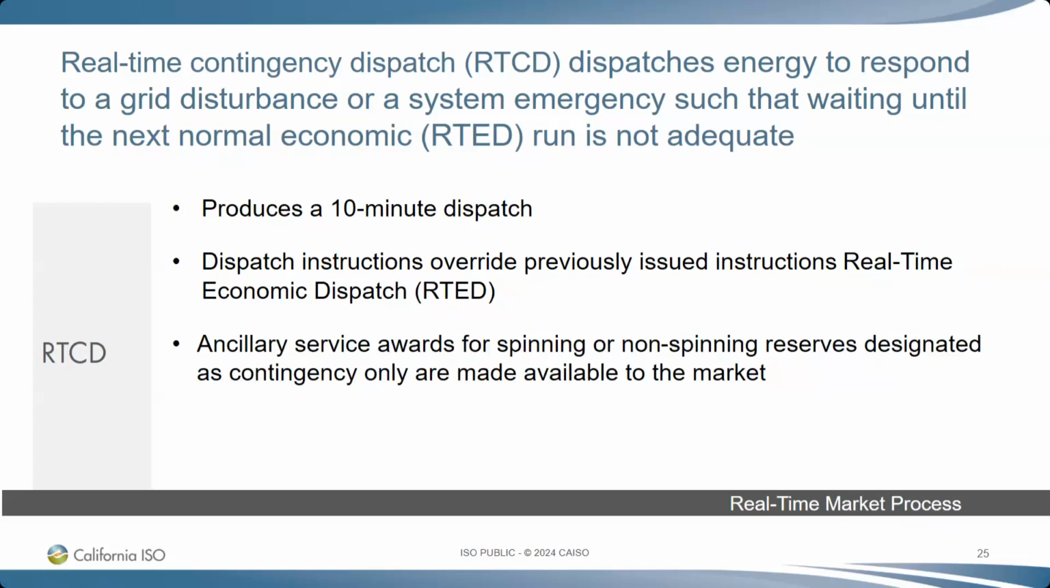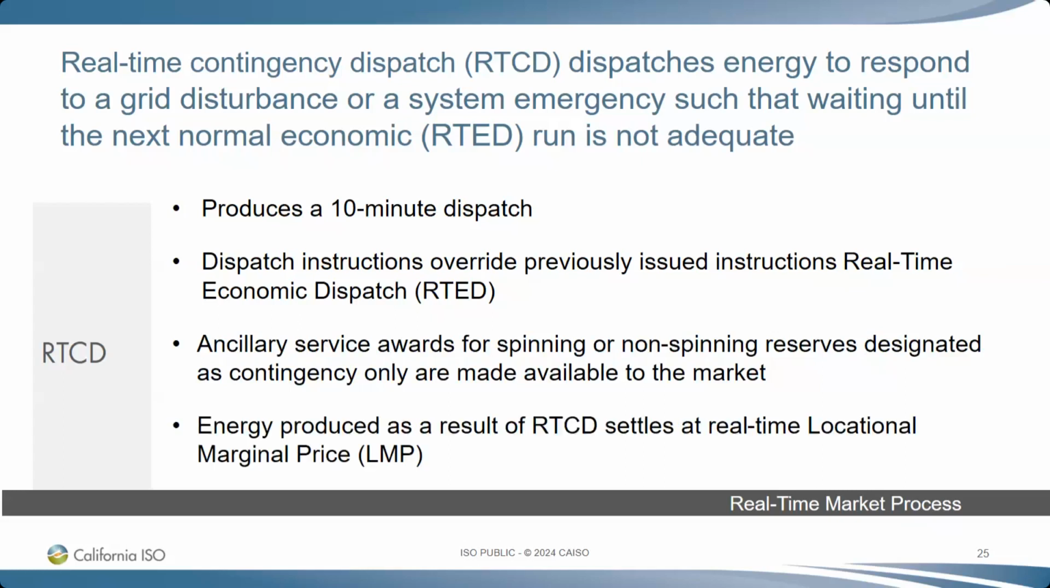For any resources that have ancillary service for spinning or non-spinning reserves that have been designated for that contingency only, those are now made available to the market because, if we're running that contingency, something's wrong, we're going to be pulling from those resources that are available and ready to produce within 10 minutes. And then that energy that's produced as a result of this real-time contingency dispatch settles at the real-time locational marginal price. So throw in little bits about settlements, but for anybody who might be interested.